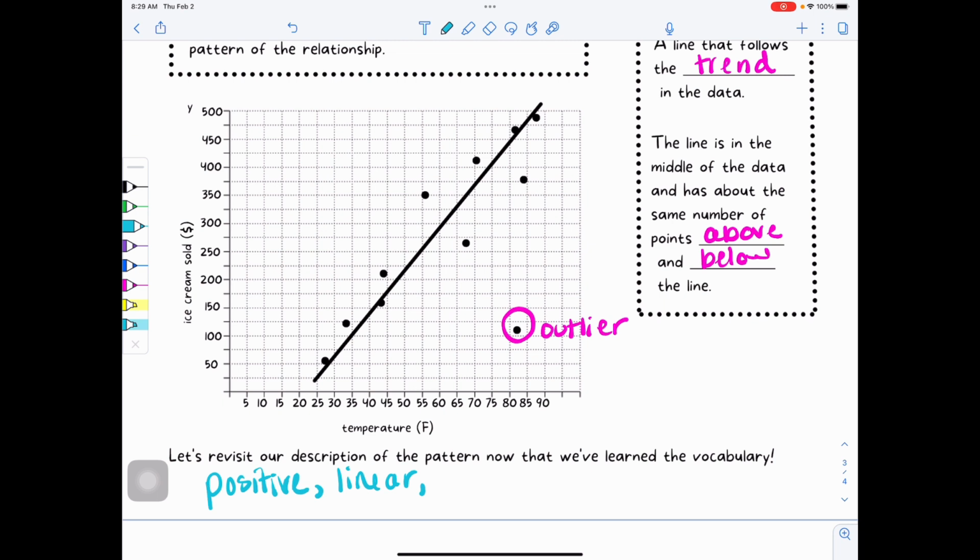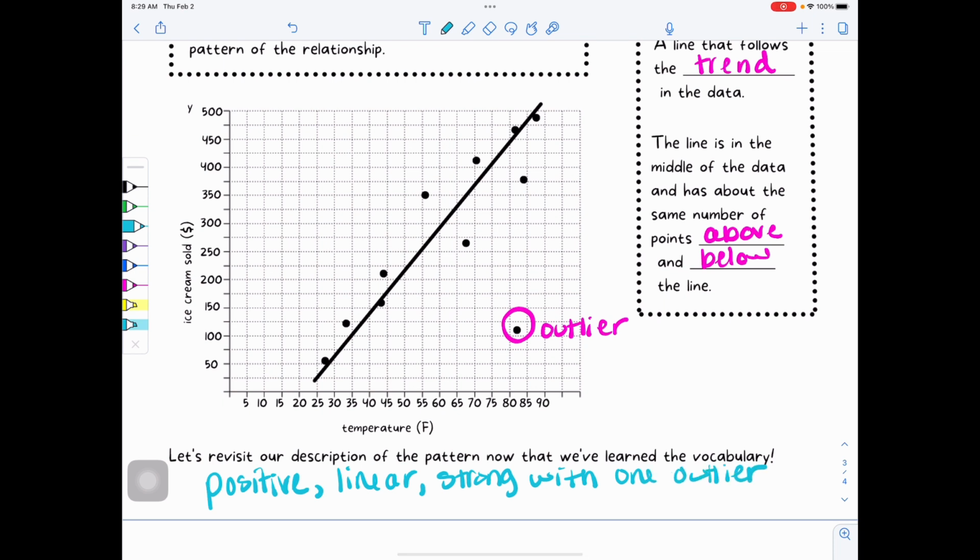Then we want to discuss the strength. How close are they to the actual line? And if I'm looking at this, we have several that are actually touching the line. And with the exception of the outlier, it looks like a pretty strong relationship. So we'll say strong. And then the last thing we want to always consider, outliers, we'll say with one outlier.